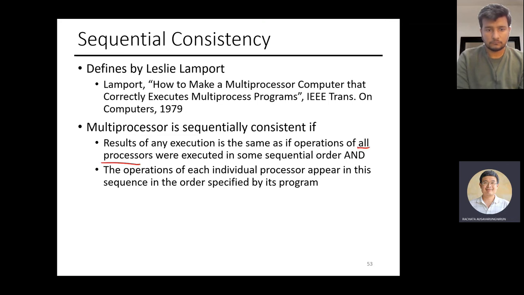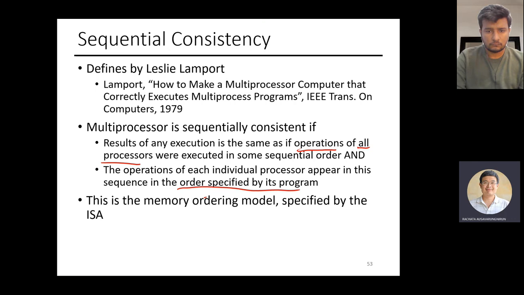The highlight is on all processors and on operation. I have operations. All the processors have to do the operations in the same sequential order. And the operations of each individual processor would appear in this sequence in the order specified by the program. The second bullet point, the highlight is order specified by the program. We have to follow what the programmer tells us to do as a hardware design. We need to make sure we don't modify what the programmer tells us to do, because otherwise things are incorrect. This is called the memory ordering model. This is specified by the ISA, right?